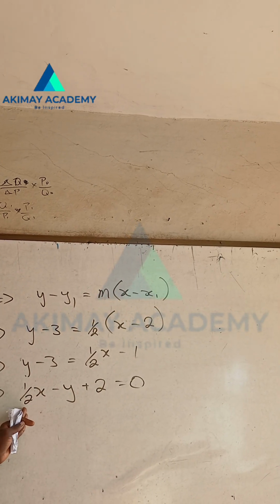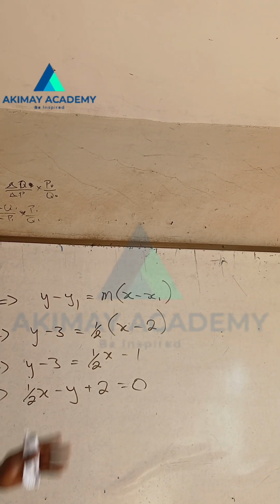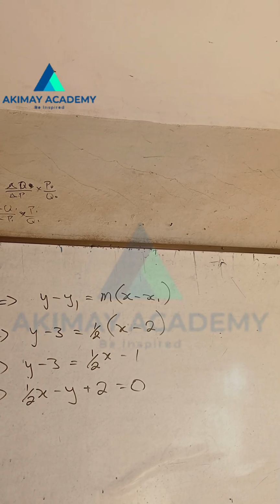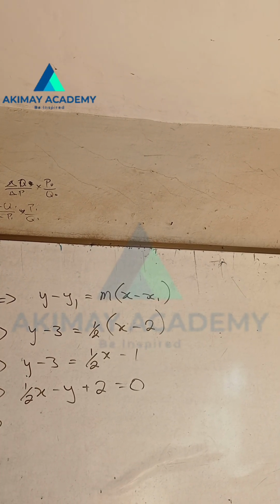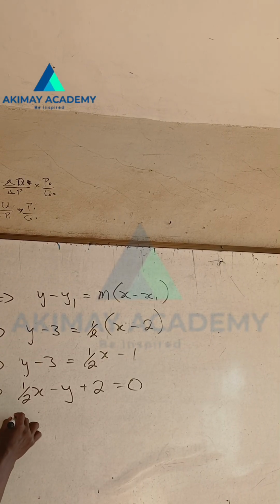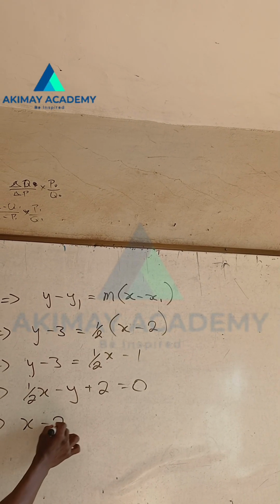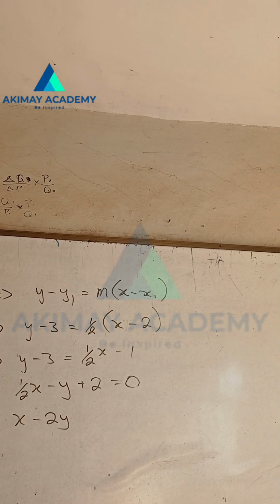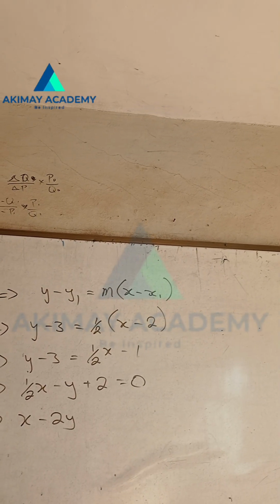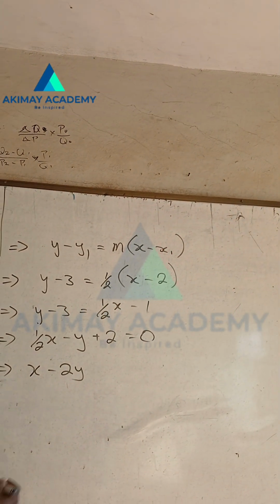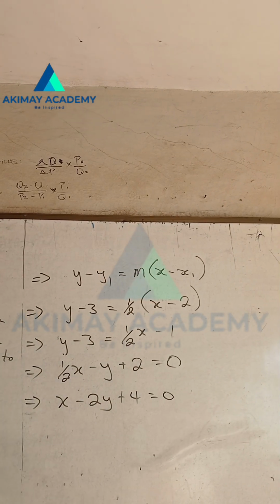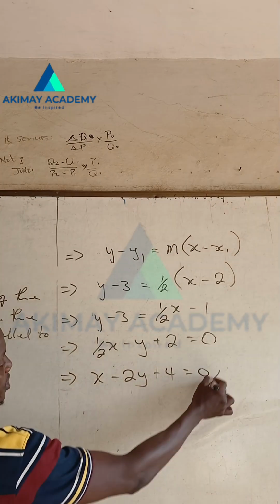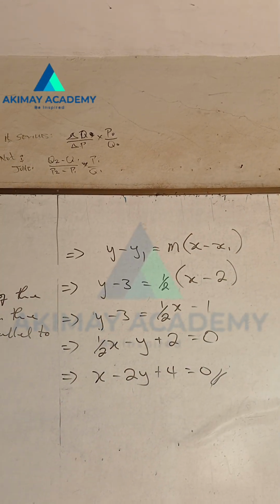But you can see that this one is a fraction, right? So you can double them by multiplying by 2. When you multiply by 2, we are going to have x minus 2y, because half times 2 gives us 1. So there's 1 here, but we don't write it. Then plus 4 equals 0. So this is our equation that they asked us to find.